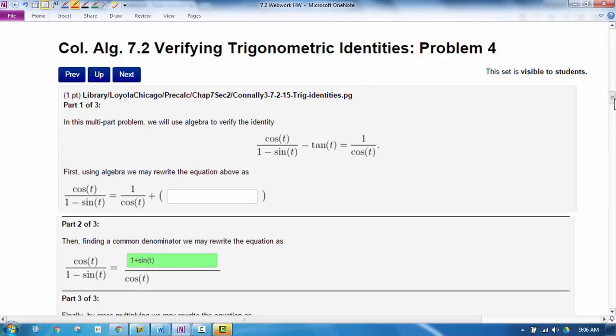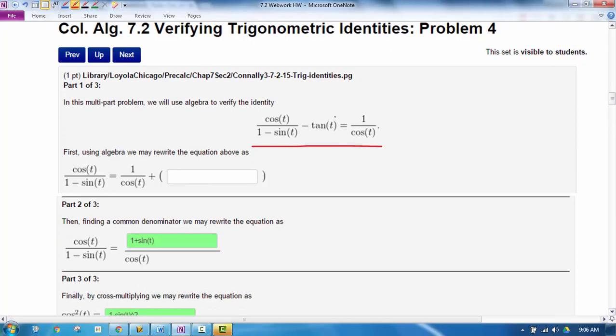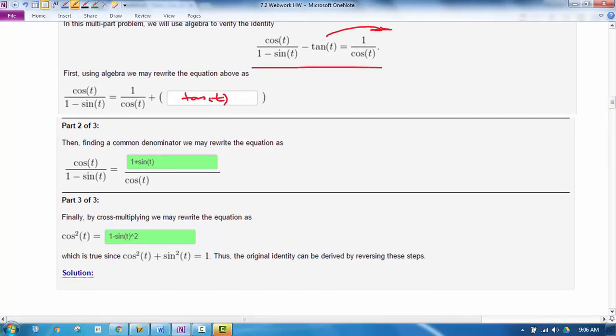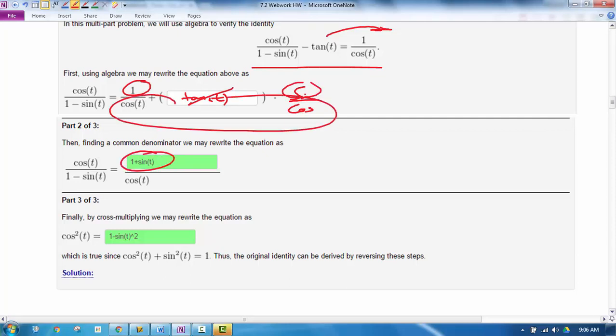Okay, the next problem is similar, where it gives us this equation right here. And first it wants us to move the tangent over. So we add tangent to both sides here. And then next it says find the common denominator. So basically we're going to rewrite tangent as sine over cosine. And then add this together. So tangent's now sine over cosine, so it's 1 plus sine over the bottom common denominator cosine.